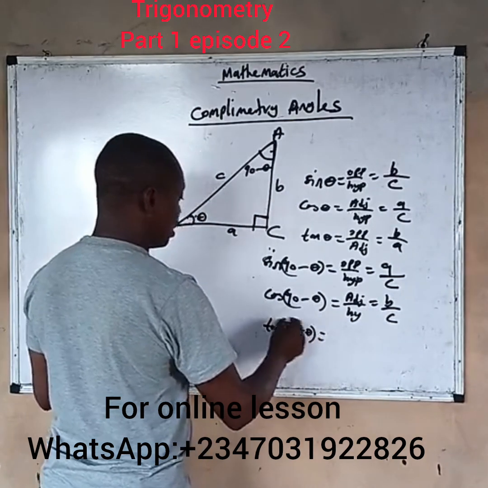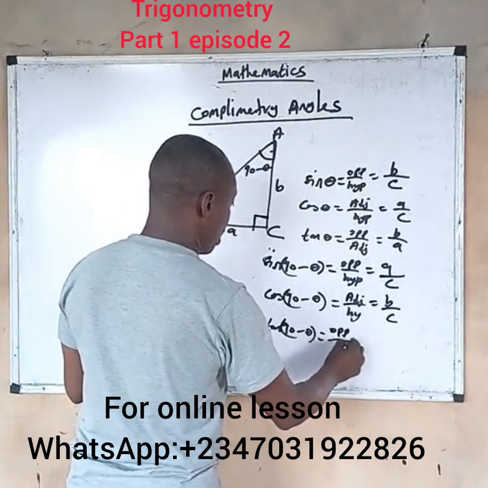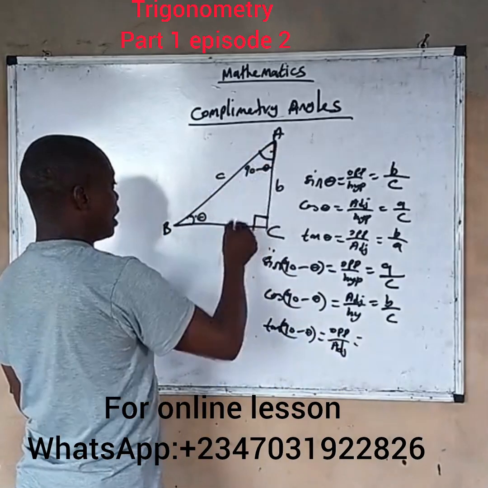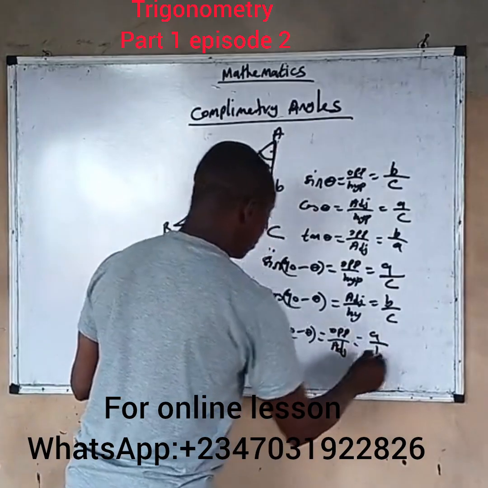Tan 90 minus theta is opposite over adjacent. The opposite to this 90 minus theta is A, while the adjacent is B. That is A over B.